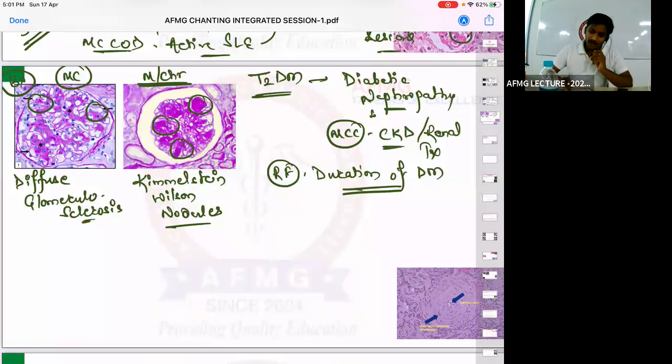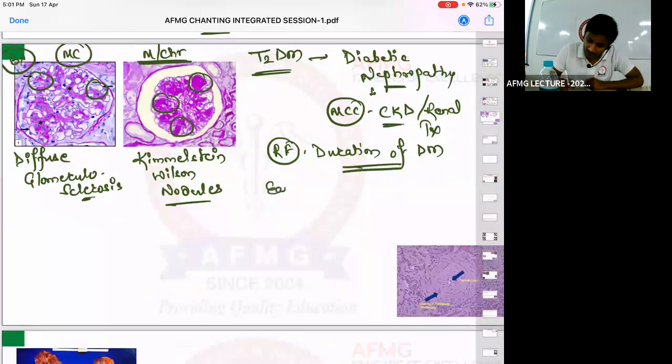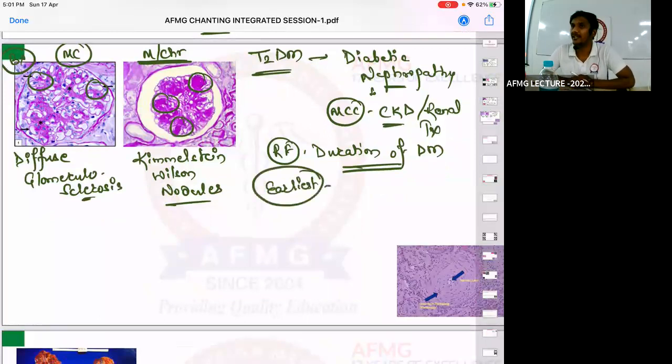No issue, okay. Earliest lab parameter to be affected in diabetic nephropathy? Increase in GFR or decrease in GFR? Increase in GFR. There would be increase in GFR, important. Followed by microalbuminuria, so there would be loss of albumin in the urine. No issues with this. You should know at least this much about diabetic nephropathy.